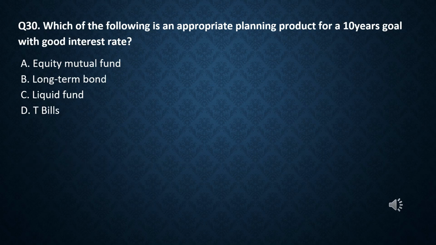Which of the following is an appropriate planning product for a 10 years goal with good interest rate? Option A equity mutual fund, option B long term bond, option C liquid fund and option D T-bills. Correct answer is option A equity mutual fund.